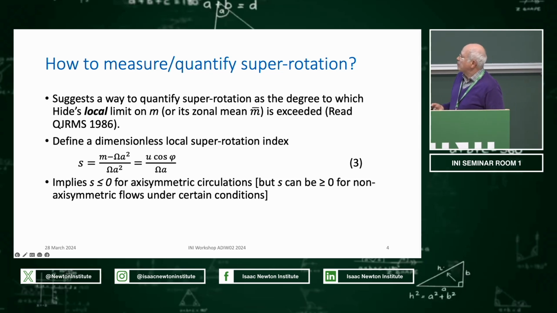The basic idea here is that if we are in a situation where M is perfectly conserved, then we're going to expect this local superrotation index to be essentially mostly negative, with a maximum value of 0, which you might expect to find essentially on the equator.